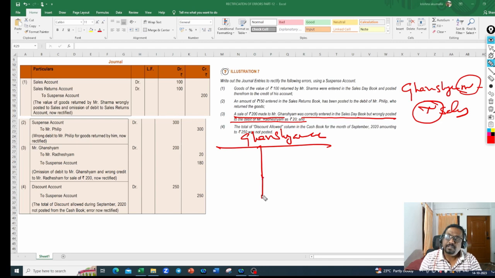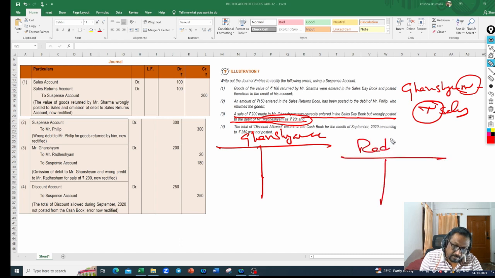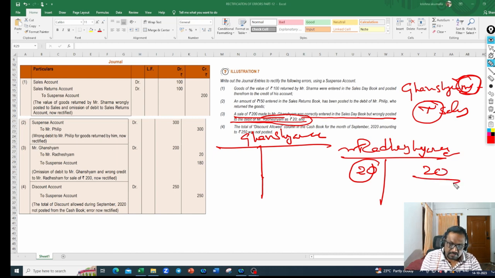This account is not debited at all. So this is empty. Now which account is debited? Wrongly posted to the debit of Radheshyam. So I need to prepare Radheshyam account. So generally what will happen? Ghanashyam account I need to debit. So instead of debiting Ghanashyam, I debited Radheshyam account. That too 20 rupees I debited. You're getting my point? I have to debit 200. I debited 20. So to rectify this incorrect debit of 20, I need to credit. So this is the credit I need to do.